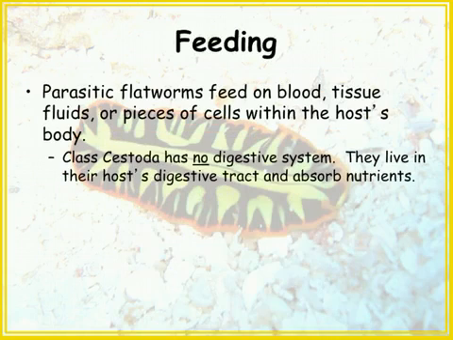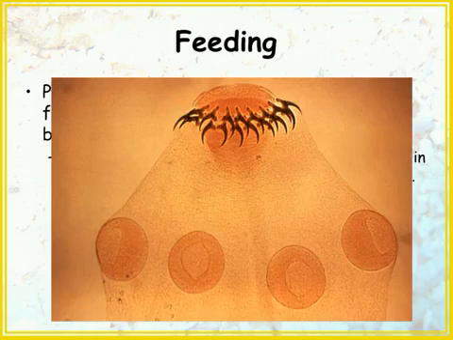Now, some flatworms are parasitic, meaning they infect a host. Parasitic flatworms feed on blood, tissue fluids, or pieces of cells within the host's body. Class Cestoda has no digestive system. They live in their host digestive tract and absorb nutrients. So there's a picture of a tapeworm.